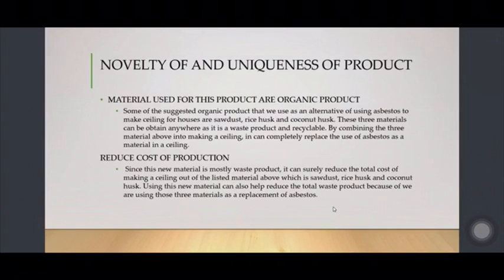These new materials that we propose can also help to reduce the cost of producing and buying a ceiling. Since this new material is mostly waste product, for sure we can reduce the total cost of making a ceiling out of the listed materials above, which are sawdust, rice husk, and coconut husk. Using this new material can also help reduce the total waste product because we are using those three materials as a replacement of asbestos.